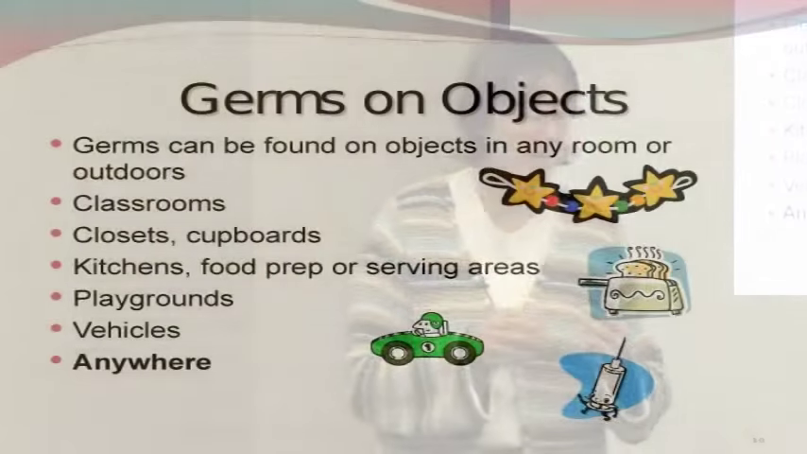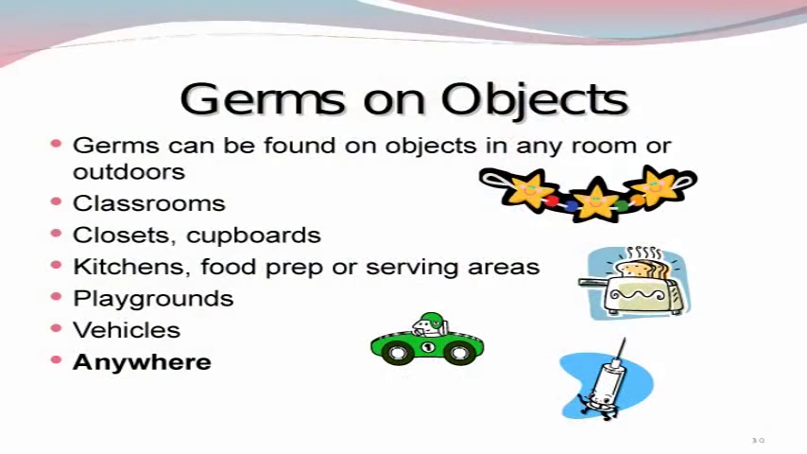So germs can live on basically anything, whether they're objects in a room or outside, whether it's in a classroom setting, whether it's in cupboards and closets. Doorknobs are really great for storing germs. It can be in vehicles. So basically anywhere you can think of, germs are hiding.